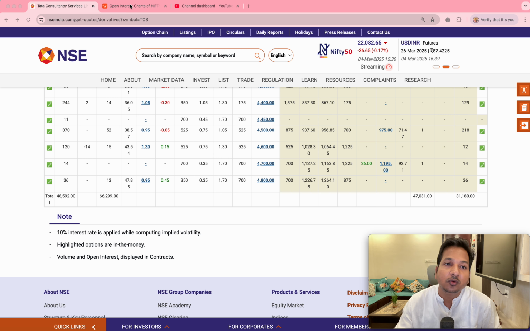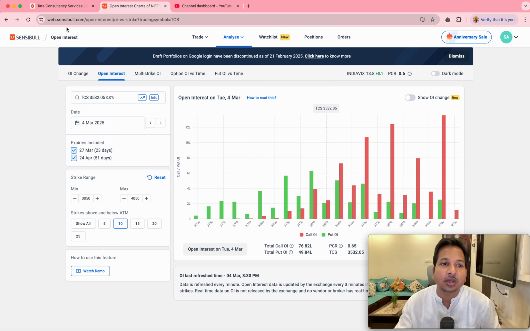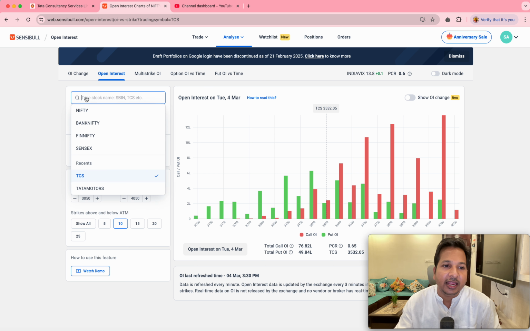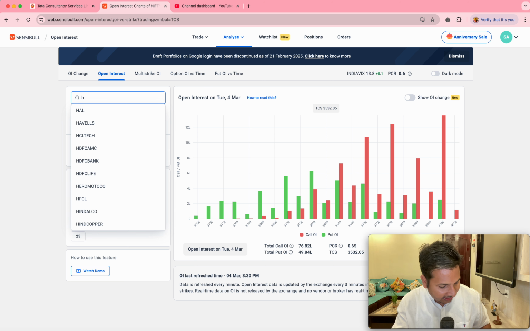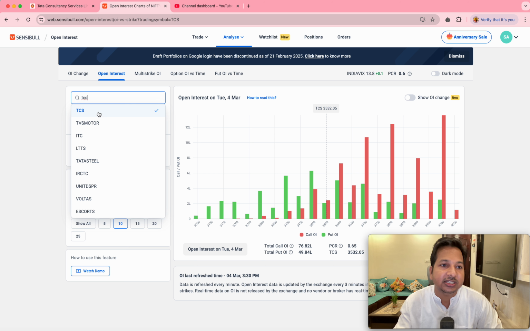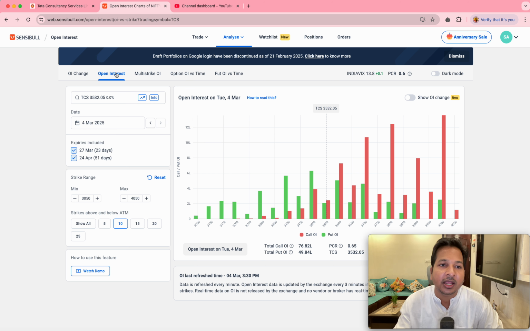So you can use the Sensible app, sensible.com. It is a free website, you have to log in, and you need not purchase anything. You write any stock here, like we were searching TCS, so we will write TCS and search. TCS is already open, and here you see OI change and open interest are written. So you have to click this open interest. Now this data will come.